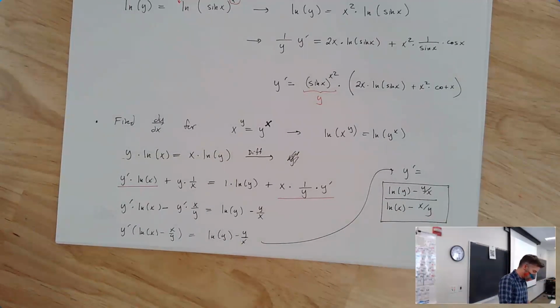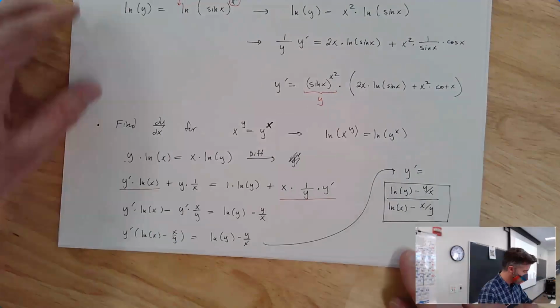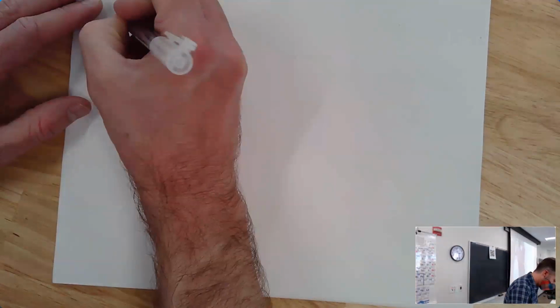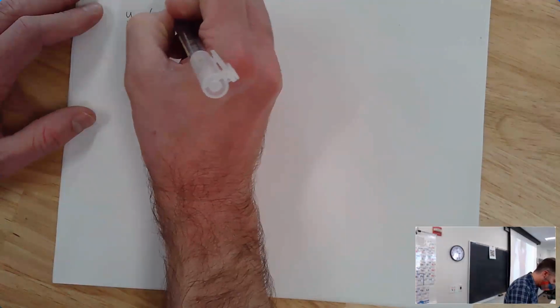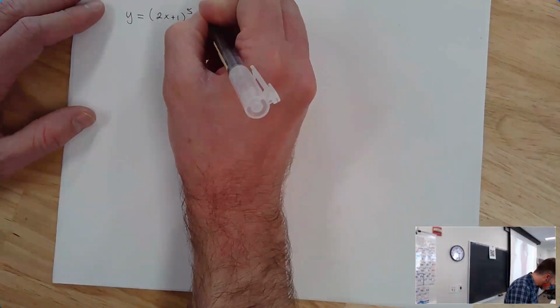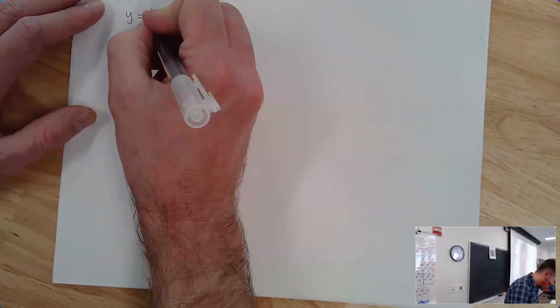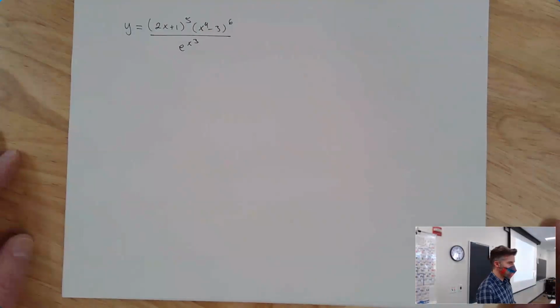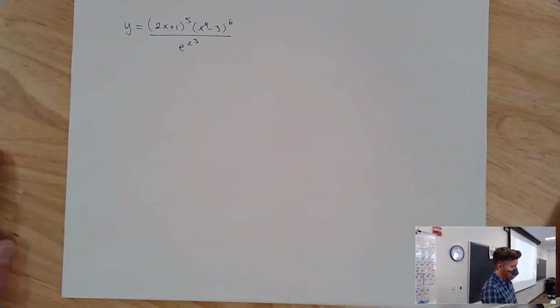So one more example, and this is the thing I was alluding to earlier that I didn't really want to do, but sometimes people do talk about it. So let's say I had something like y equal to (2x plus 1) to the 5th times (x to the 4th minus 3) to the 6th, divided by e to the x cubed. And I want to take the derivative of that. You could take the derivative of this very straightforwardly, right? You could just use the quotient rule and the product rule and some chain rules, and it would not be the worst thing you've ever done in your life.